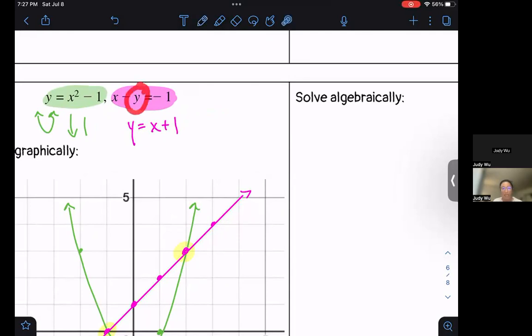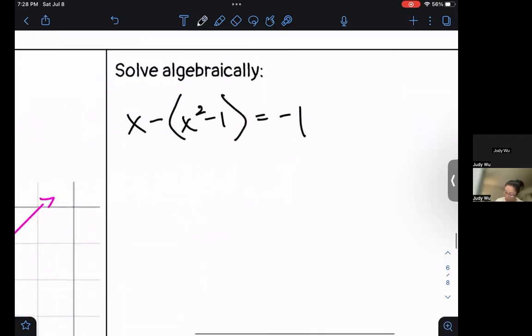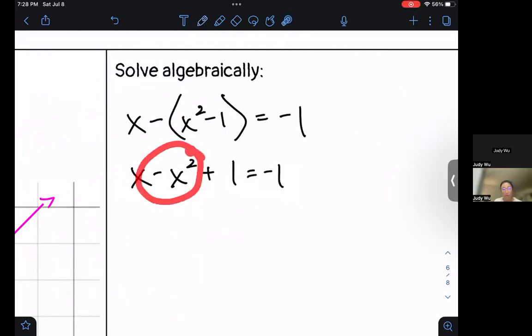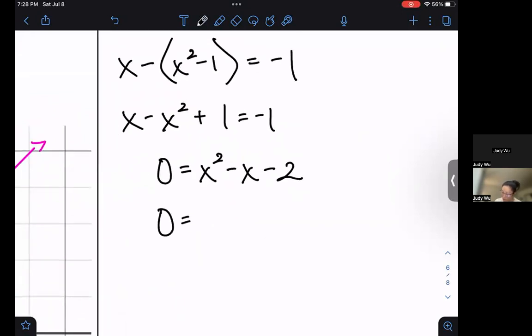And everywhere I see a y in the pink equation, I'm going to go ahead and put in x squared minus 1, all right? So x minus (x squared minus 1) equals negative 1, okay? And one thing I really want us to notice here, I made sure to put these parentheses here because if I don't put the parentheses here, I'm going to get the wrong sign later on, okay? All right, x minus x squared, oh, negative times negative makes that a positive 1. All right. Now, I like my x squared to be positive, so I'm going to move everything to the right-hand side. So I'm going to get 0 equals x squared minus x, and then negative 1 minus 1 is negative 2. I'm going to go ahead and factor that.